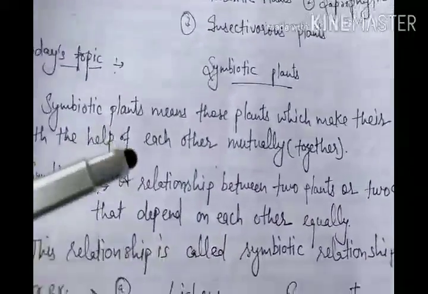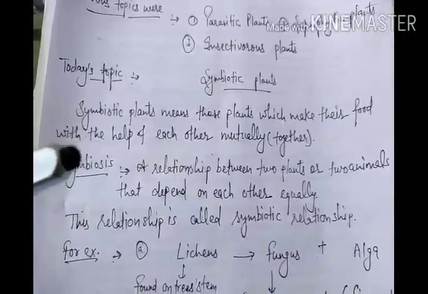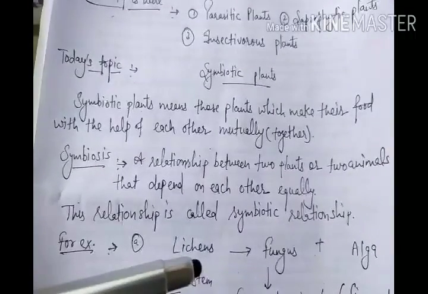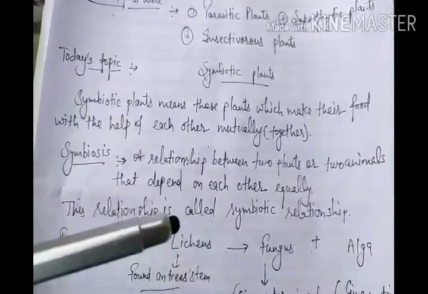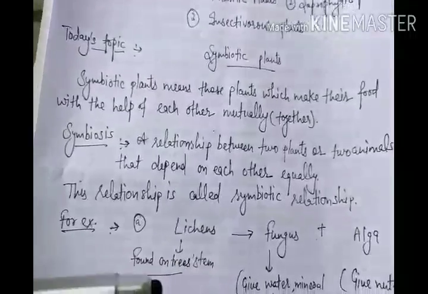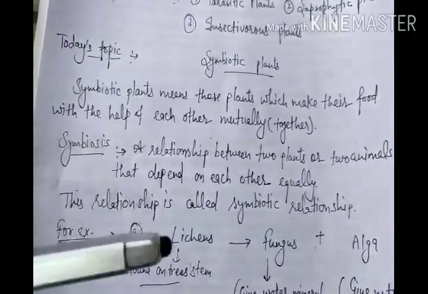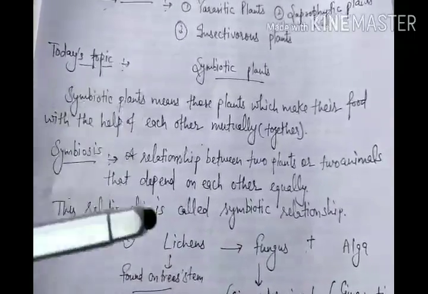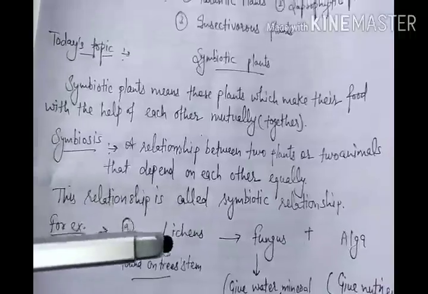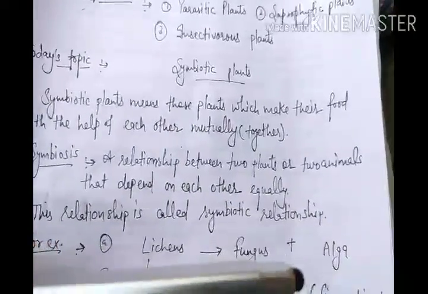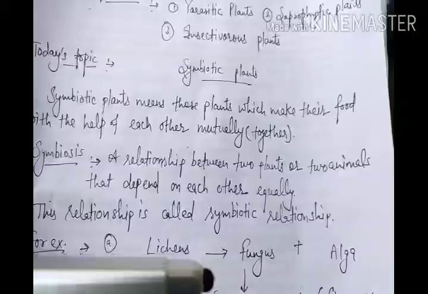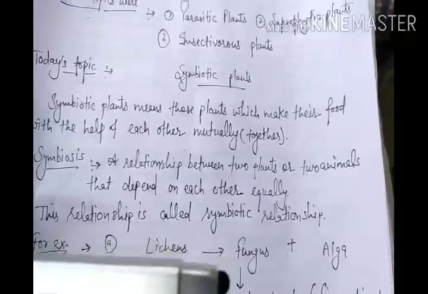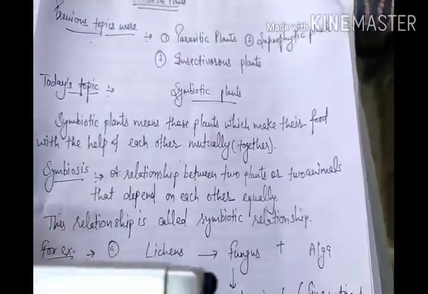Now I will tell you some examples, and by examples it will be clear how they share their sources with each other. So the first example is lichens. Lichens is a kind of greenery on trees. You can find this on a tree stem or also on a normal surface. In the picture you can see, that is given in your book also. This lichen is made by fungus and alga. Fungus and alga both are microorganisms, means organisms which we cannot see with our naked eyes. We have to use lenses or a microscope, by that we can see them.